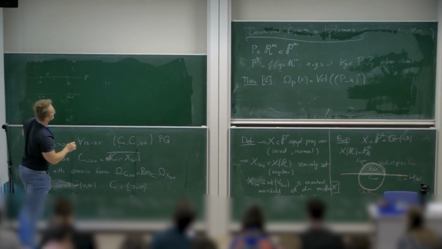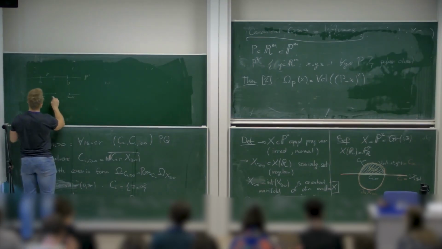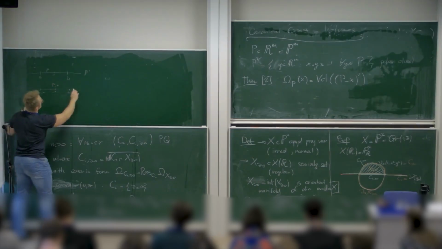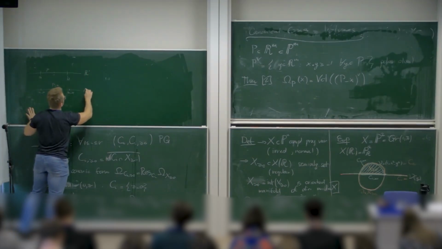Did I put the right sign there? Yeah. Minus x. And here minus x. So this is P minus x in a chart. So sorry, it should be really R1.